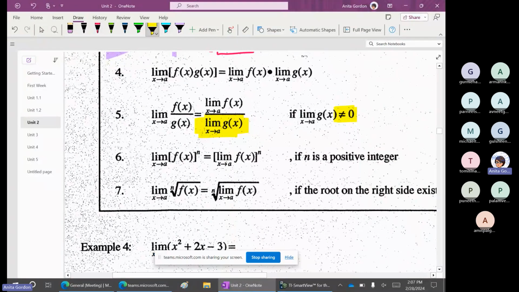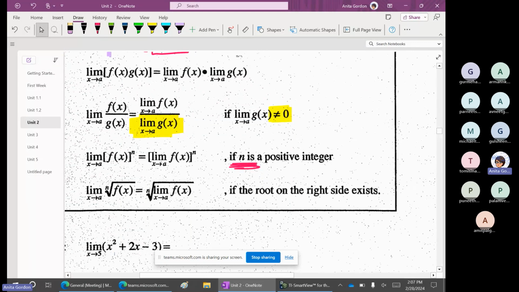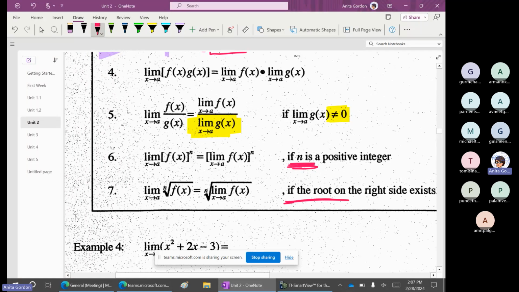Okay, this one here, exponent rule, very much the same. If, there's a big if here. If n is a positive integer, then you can find the limit first and then apply the exponent, or vice versa, apply the exponent and then take the limit. And it also applies to the roots. Okay, so even though I'm going to tell you to memorize this, I'm hoping that you think, oh yeah, that makes sense. You can already kind of sort it out.